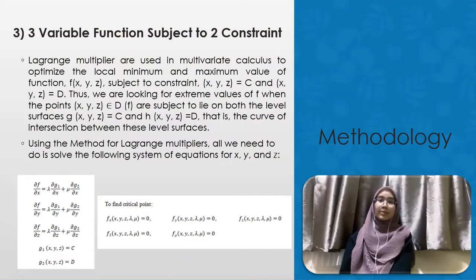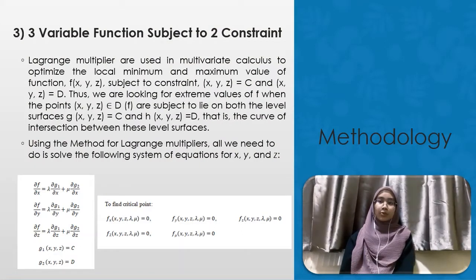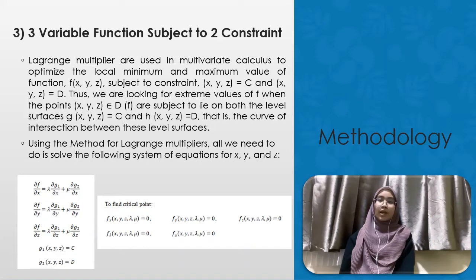Okay, the last method is three variable functions subject to two constraints. This method optimizes the local minimum and maximum value of function f(x, y, z) subject to constraints g1(x, y, z) equal to c, and g2(x, y, z) equal to d. Thus, we are looking for extreme values.